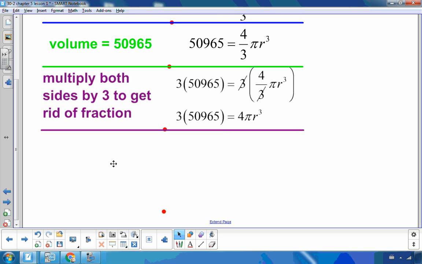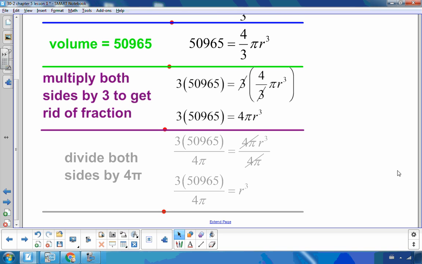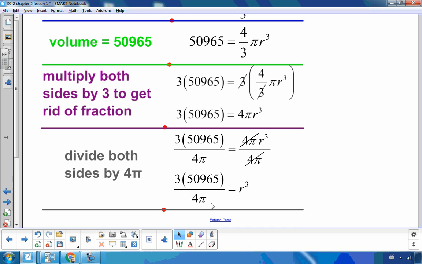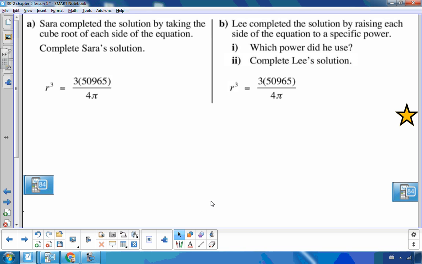Multiply by 3 over here. And then what I want to do is divide both sides by 4 pi. Remember, pi is just a number. So divide both sides by 4 pi, it cancels there, and I get r cubed is equal to 3 times 50,965 divided by 4 pi. So at this point here, we have two different students, two different solutions.